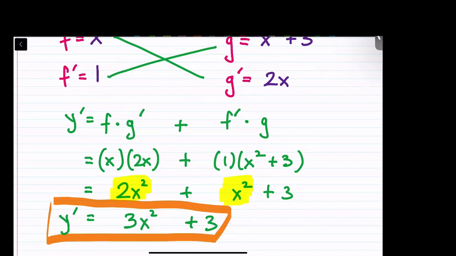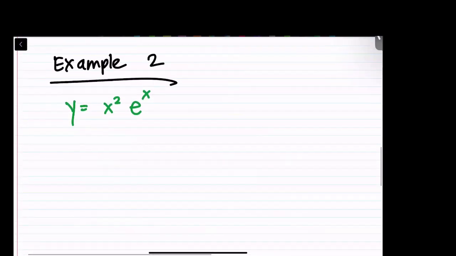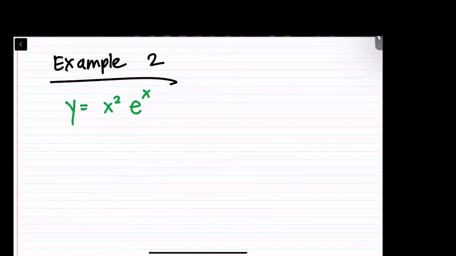Let's take a look at the next example. Again, we can use the product rule here because we have two functions being multiplied together. We have x squared and e to the x. They're being multiplied by each other, so we can use the product rule.